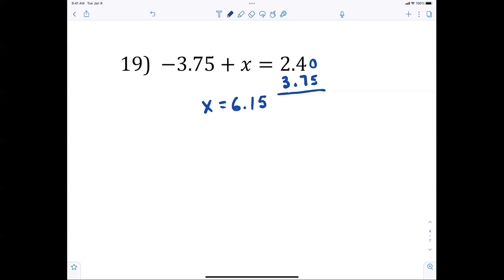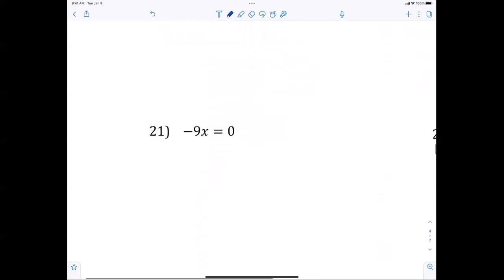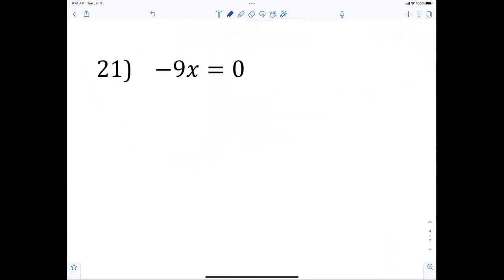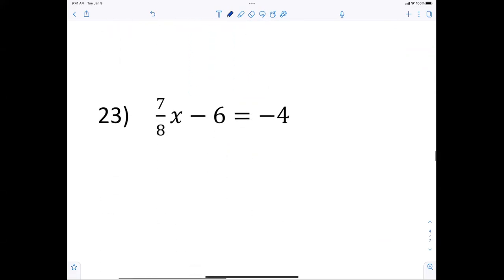All right, here we go. Number 21 is kind of silly also. What is 21? Tell me. X equals 0, right? Anybody have a problem with 21? Anybody have any issue with 21? All right, let's knock out 23.